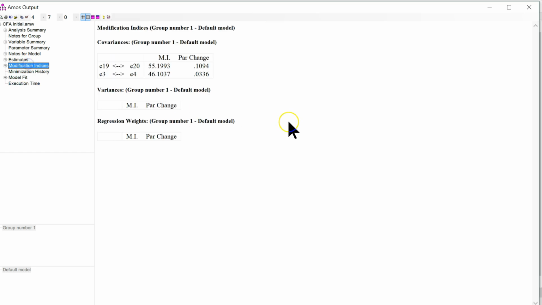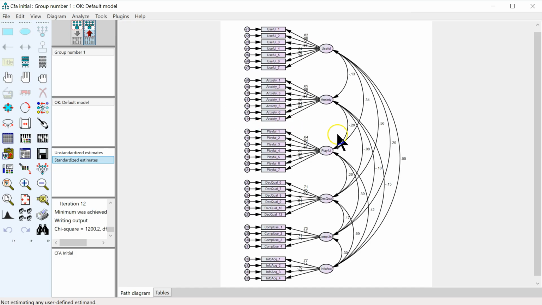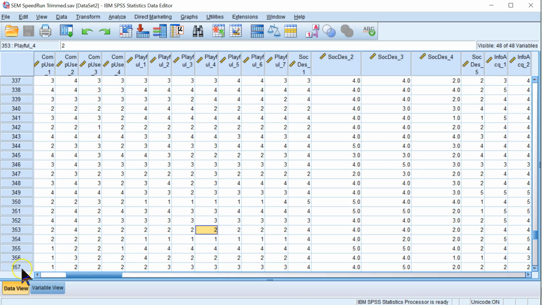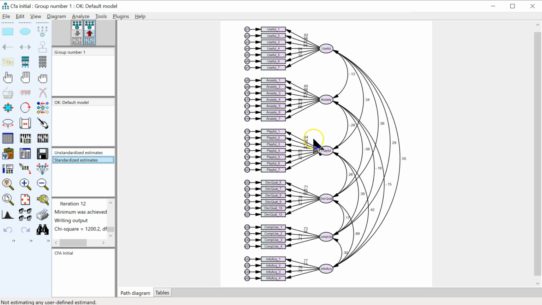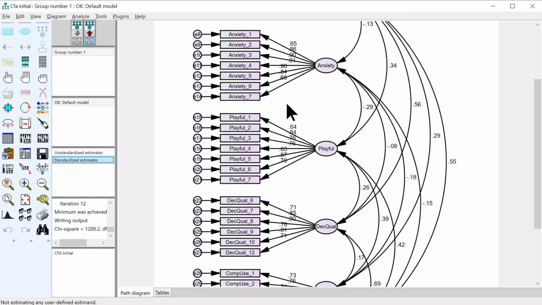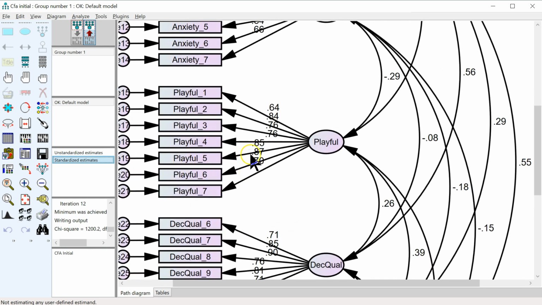Let's take a look at the modification indices, see if there's anything major going on here. We have two pretty big deals going on, E19 to E20 and E3 to E4. Let's go look at these. E19 and E20. That's these two here, playful 5 and 6. My guess is that these are worded very similarly. If I go look at the variable view, playful 5 and 6, here's playful: I am inventive, I am creative. Yep, very similar. Do we need them both? I don't think so. Especially since this is a reflective latent factor. They're somewhat redundant intentionally. So let me get rid of the one with the lower loading.